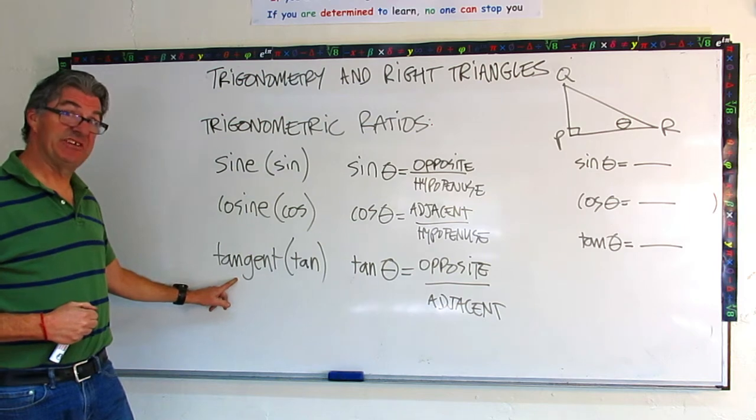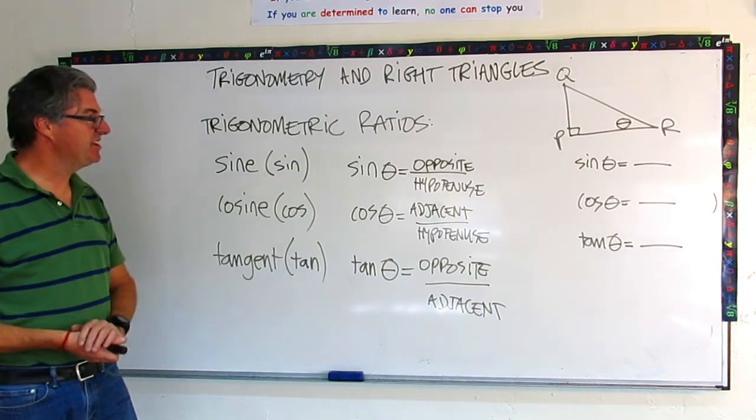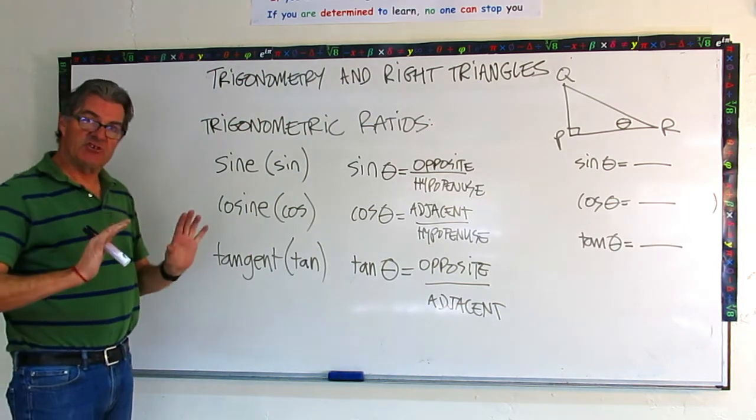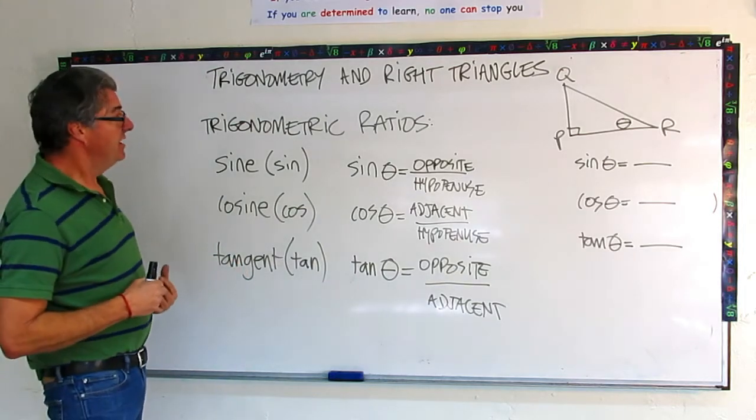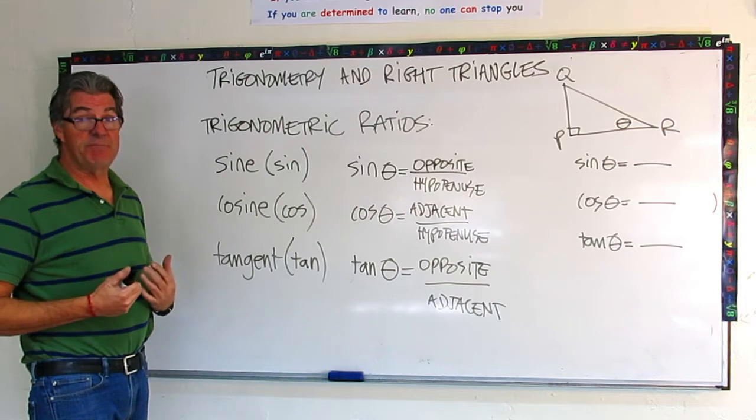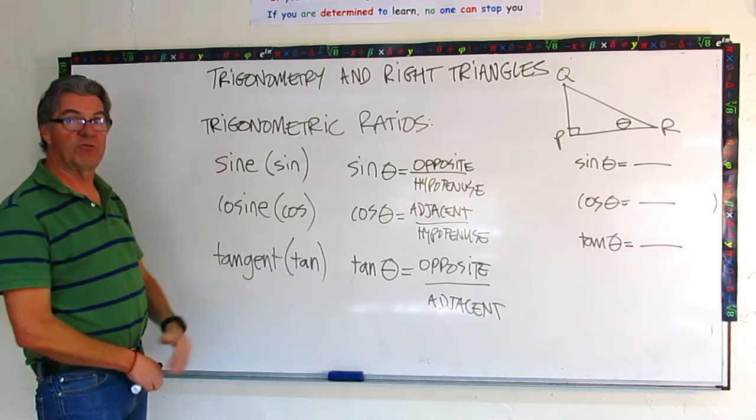We're going to get to tangent right here. Okay? So let's take a look. We've looked at our triangle. We've figured out how to tell which sides are which. Now what we need to do is look at the actual trigonometric ratios, and I've got them all right there.